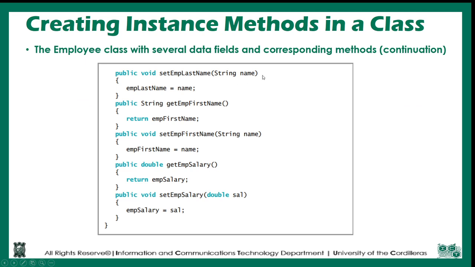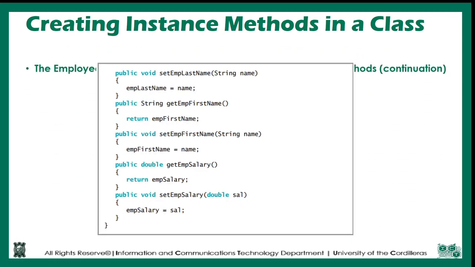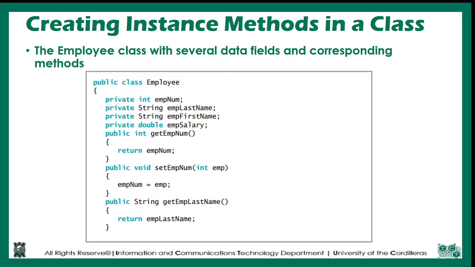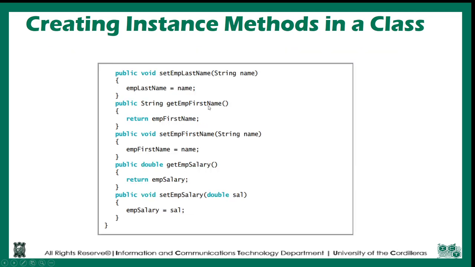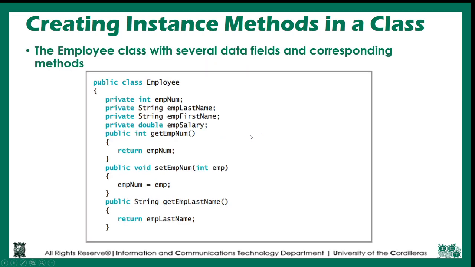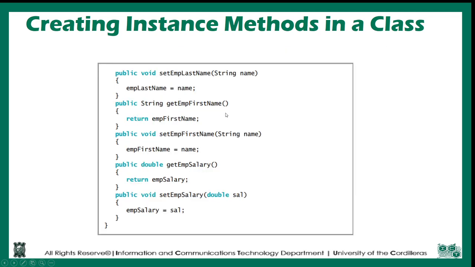So, the employee class with several data fields and corresponding methods. I actually suggest for you guys to do this and copy the entire code. So this is one class here, and try to run this. Try to create another class that calls this particular class that you're seeing, but inside that class contains the main method where you will now be throwing some values for empnum, last name, first name, and salary, and see what will happen.